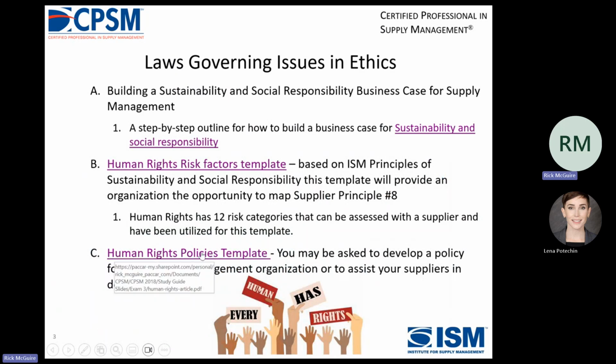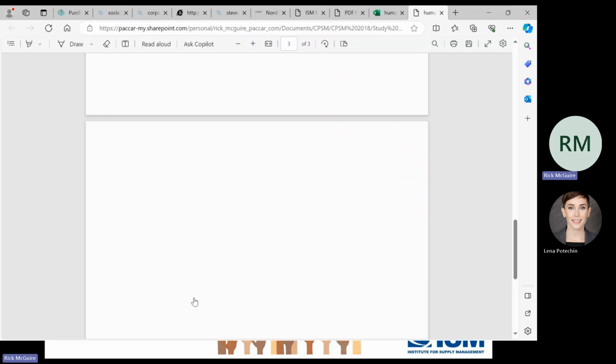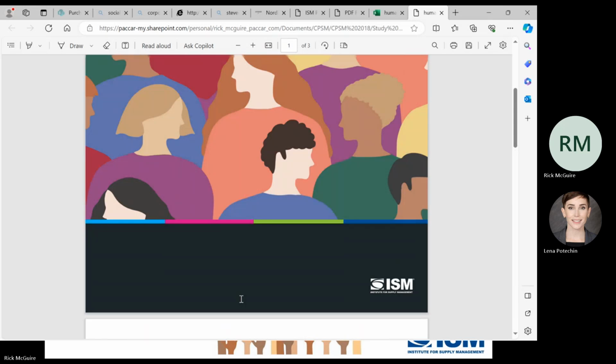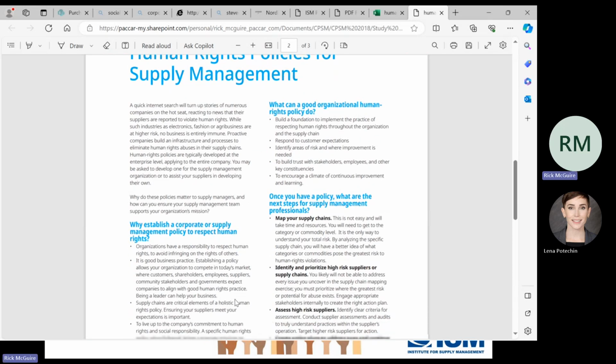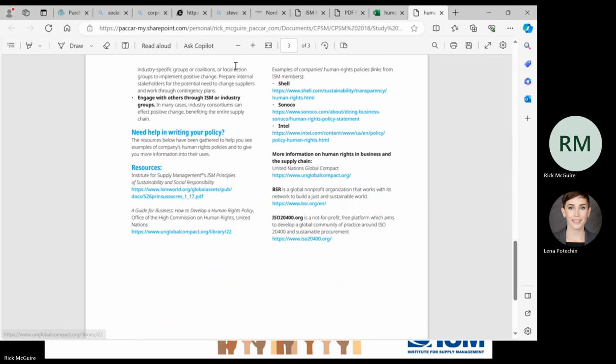And then they've got a policy template, also from ISM. How to do human rights policies for supply management. And then they've got some examples here from some companies. You notice the oil companies are in on this, probably because they operate in parts of the world where human rights are a real problem.